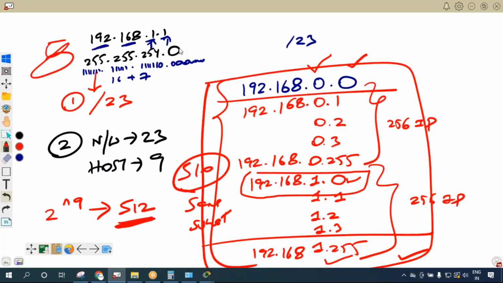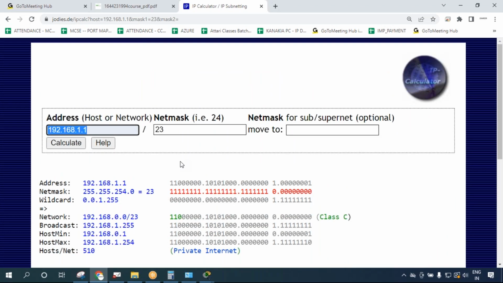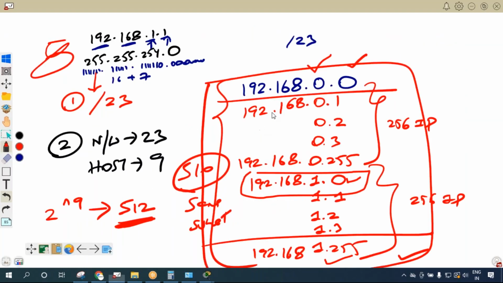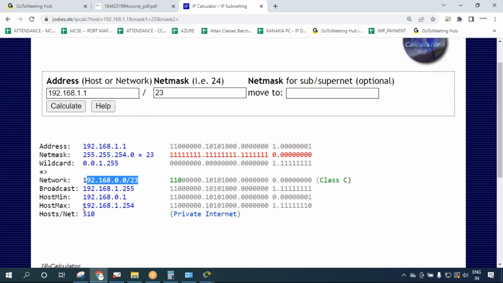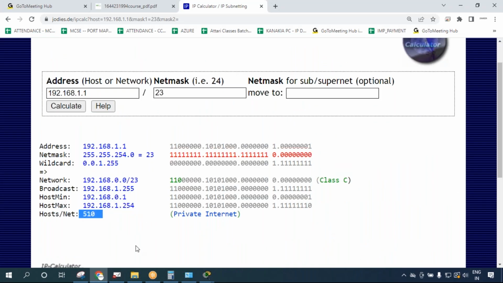If this kind of subnet comes, just put it here and give the subnet mask like /23 and say calculate. It will give you the subnet mask 255.255.254.0. It will give you the network IP 192.168.0.0, the broadcast IP 1.255, and the usable IPs from 0.1 to 1.254. 510 usable IPs are there. Getting the point, my dear friends? Are you understanding? The subnet calculator is there with you. There is no need for you to worry.